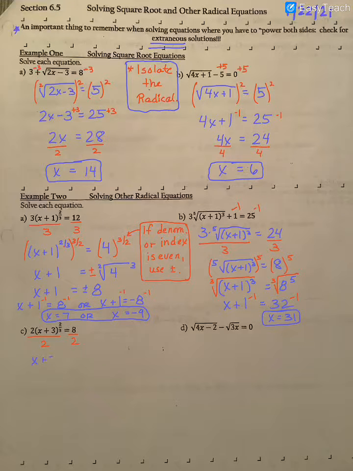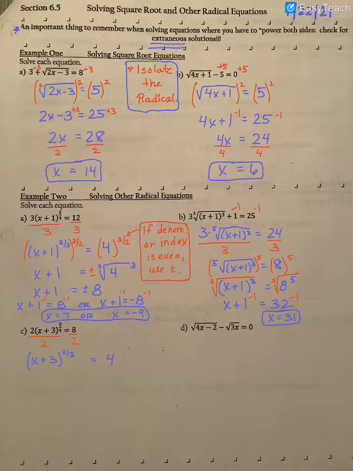I'm going to have x plus 3 to the 2/3 power equals 8 divided by 2 is 4. Okay, notice I have a parentheses raised to a power. Those parentheses are by themselves, so that's good. How do we get rid of that power? Look up to example A. How did we get rid of a 2/3 power?